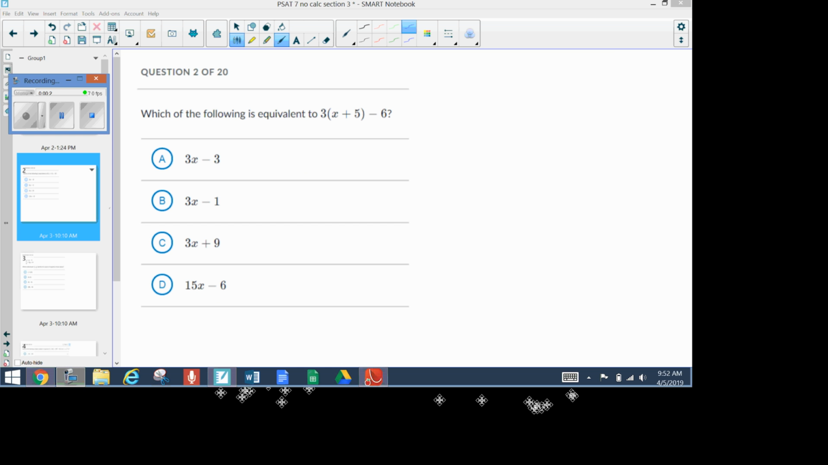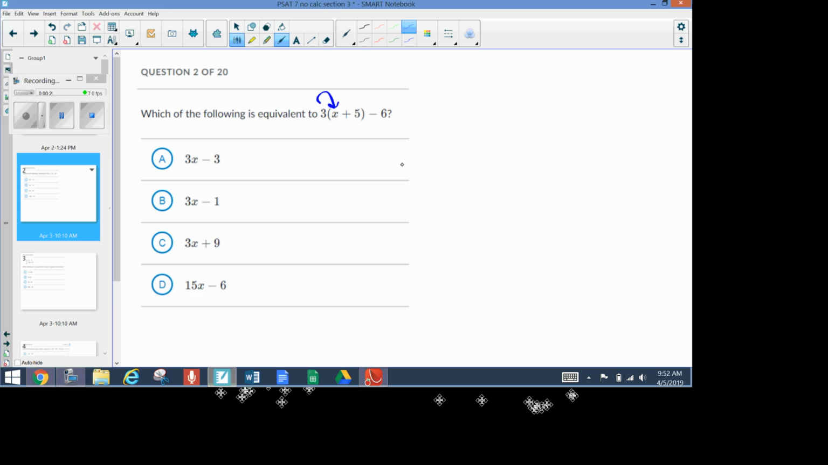Question number 2, which one is equivalent to that? We're going to distribute that: 3x plus 15 minus 6. When we subtract 6, 3x plus 9.